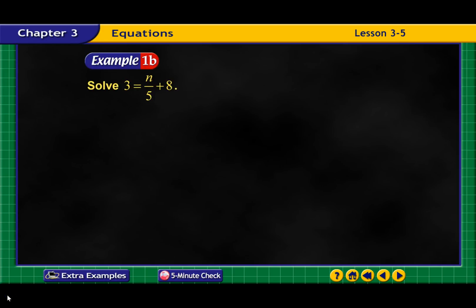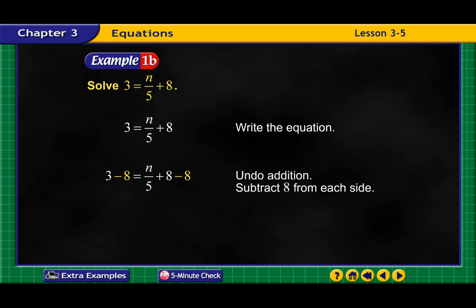All right, next example. Right when we start looking at it here, I know I'm going to have to do the inverse of this, so I'm going to have to subtract. Since this is division, we're going to have to multiply. So first we write the equation. We're going to subtract 8 from both sides.